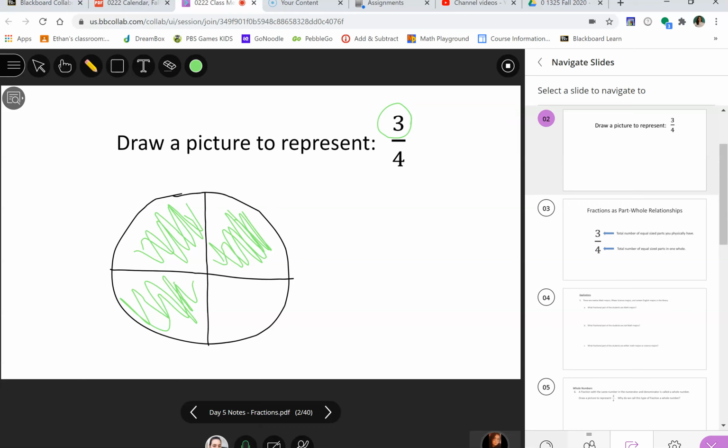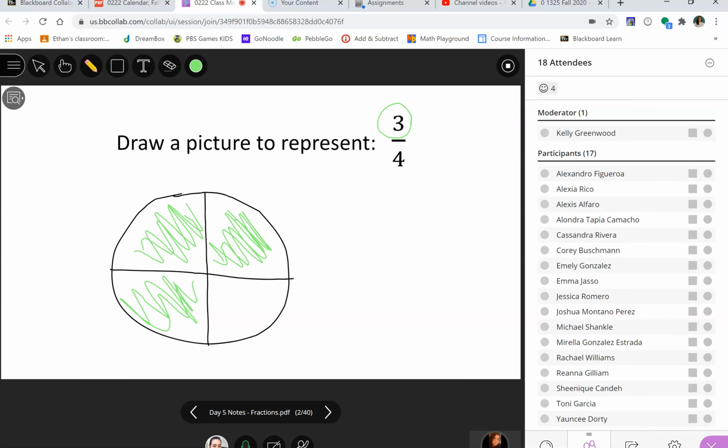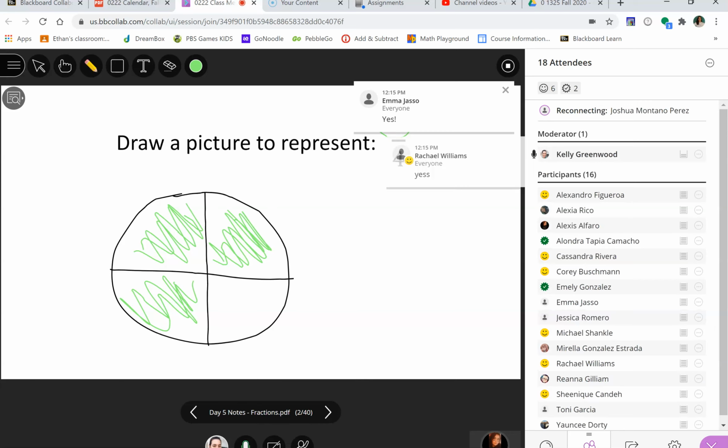Give me a thumbs up or change your status to a happy face. Did you draw that picture? It's correct, by the way. Did you draw that picture when I said 3/4? Yes, most people do. Rachel says yes, Emma says yes. This is what I was expecting, and it's 100% correct. When I walk around the room, 99% of the time, this is what people draw, and it's totally fine.